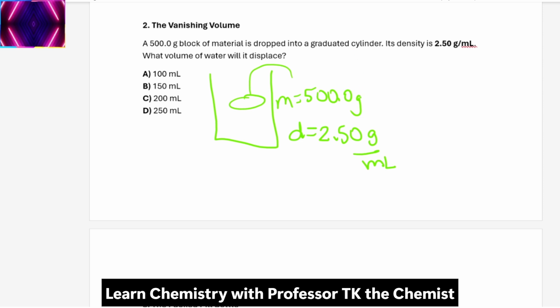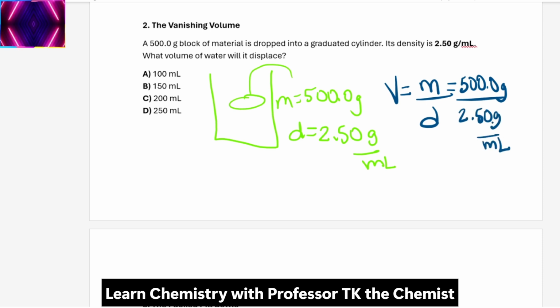Now, since you are given grams and grams per milliliter, you're solving for your volume. Your volume is equal to your mass divided by your density. So all you have to do here is plug in the 500.0 grams divided by the 2.50 grams per milliliter. And now just go ahead and cancel out your grams because you don't need that anymore. And if we plug this in to our calculator, 500.0 divided by 2.50, it gives us 200, which is letter C. So your volume here is 200 milliliters. Oh, you're welcome.